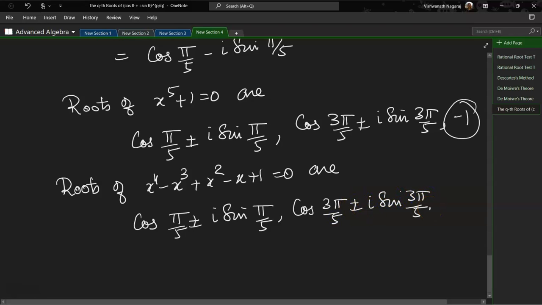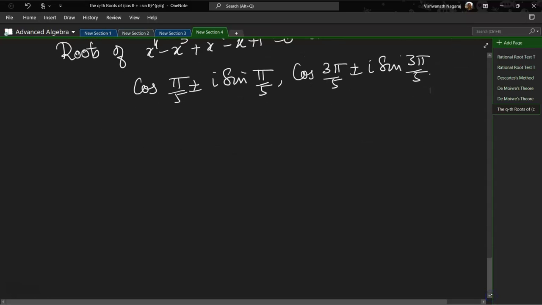So this is how we utilize De Moivre's theorem to figure out the higher roots of a number. Okay, let's do one more example to understand the beauty of this.